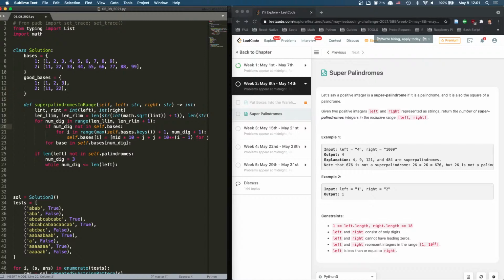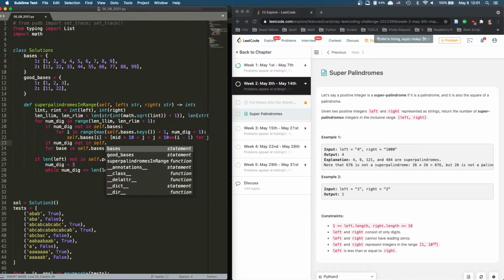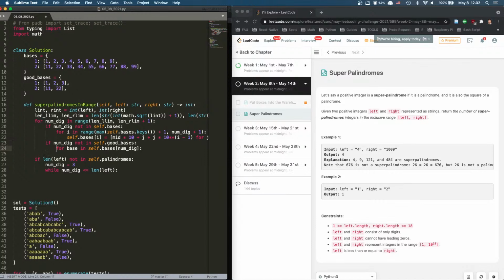So these are the this. So, which means if num digits is not in self.basis, then it's guaranteed that it's also not in self.good basis. So if it's not in there, we compute it, right? And then we try to do it in here. If num is not in self.basis, let's just make sure. If num digit not in self.good basis as well. Now we're gonna try to do this.